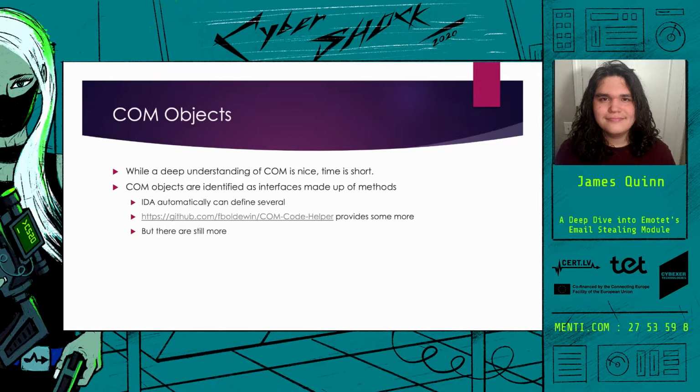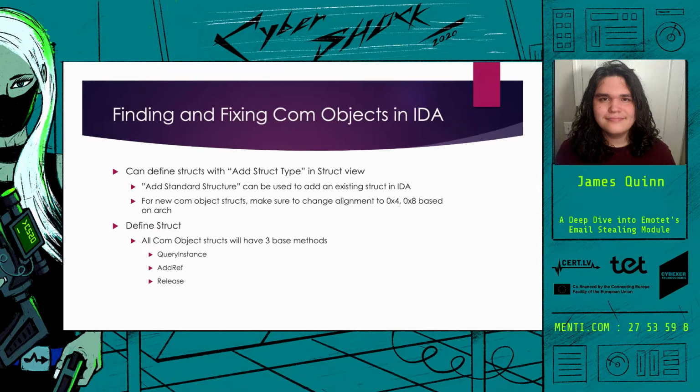Luckily, for normal COM object reversing, IDA automatically defines several of these COM objects in the structure database. And then there's a GitHub tool that provides a lot more. The tool is out of date, so you'll just have to use it as a reference. But unfortunately, the tool doesn't cover everything. Especially when I was analyzing this email stealer, I realized, wow, the MAPI COM objects are not documented whatsoever. So you'll run into problems later on. But when we are able to find and fix COM objects in IDA, it's actually a fairly simple process, and I'll give you a demonstration of this later on.